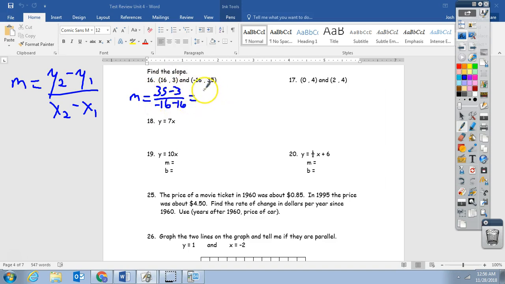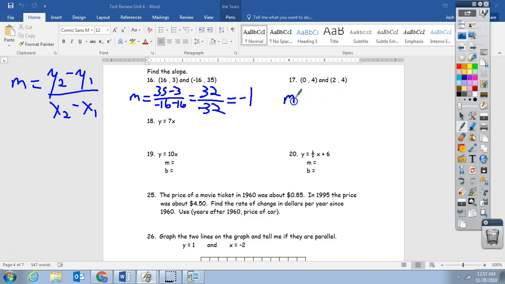What's 35 minus 3? That's 32. You need a calculator? Use a calculator. What's negative 16 minus 16? Negative 32. If you don't believe me, take out the calculator. What is 32 divided by negative 32? Negative 1. There's my slope.